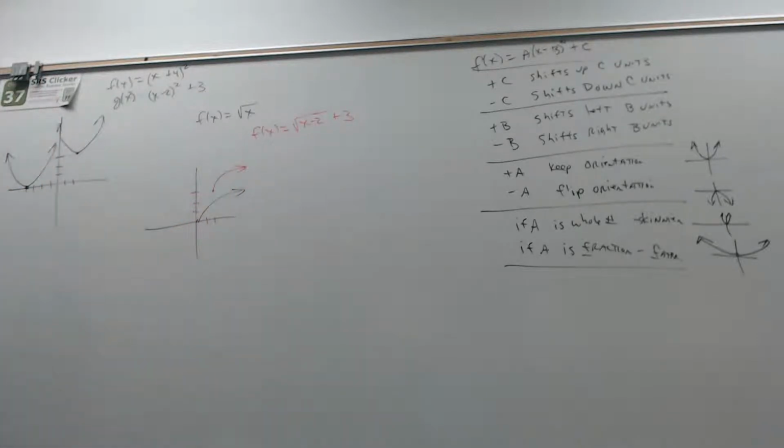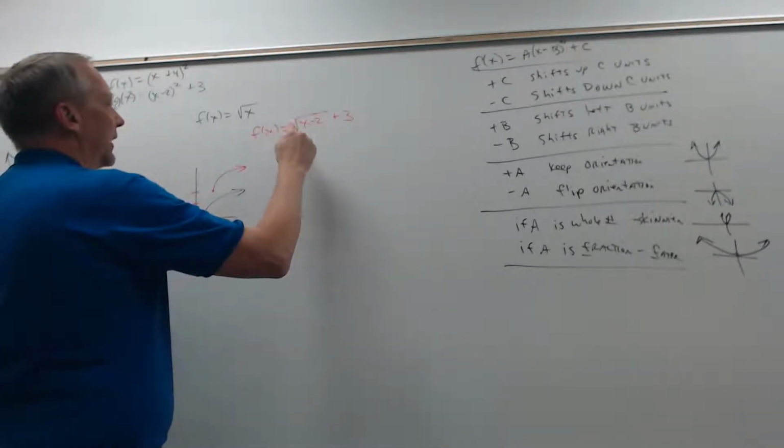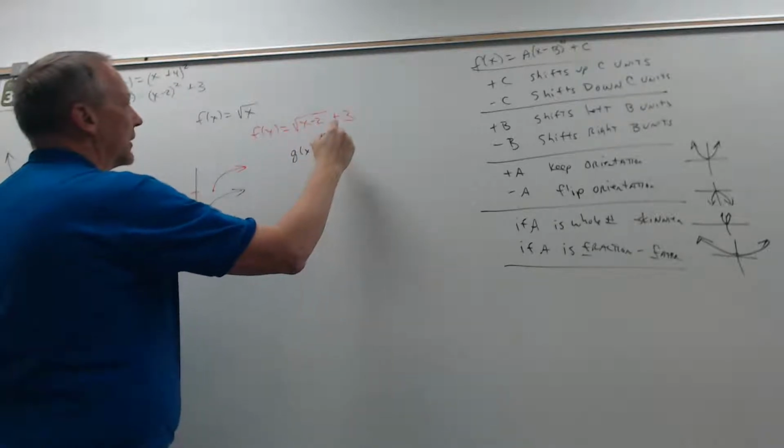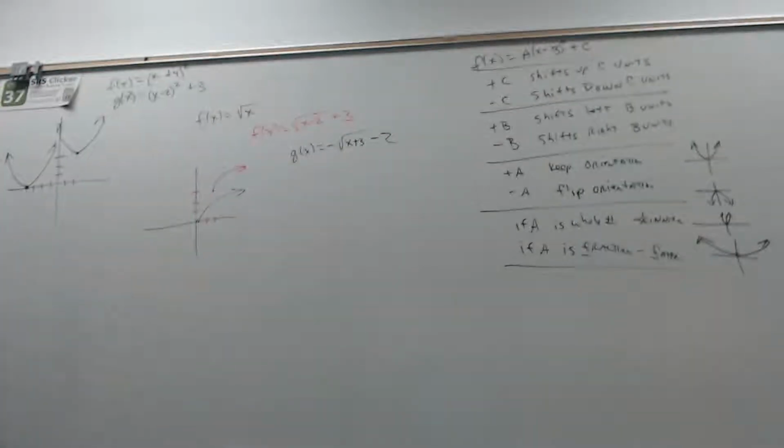Okay. This is easy. This is a lot better than graphing or plotting points, right? Okay. How about, well, this is a good one. What if I said g of x equals negative square root of x plus 3, minus 2? And let's just flip everything.